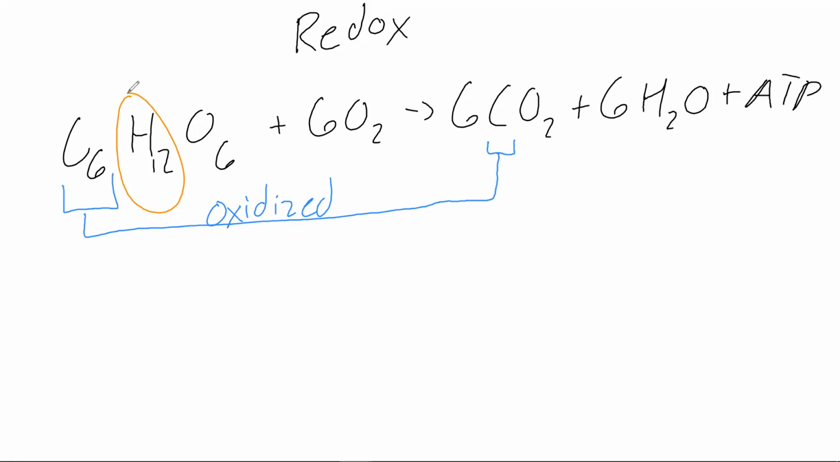So if the carbon is being oxidized, what is being reduced? Oxygen. Yes, oxygen is being reduced. Notice how on the left side, the oxygen is not bound to any hydrogen, but on the right side, it is.